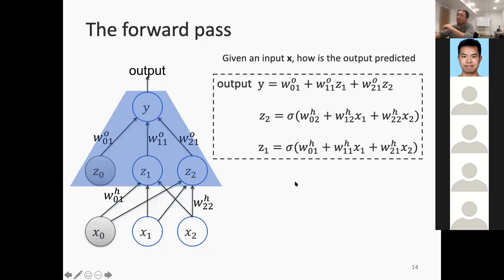Finally, because we have only 2 layers, we integrate all the neuron values in the hidden layer to compute the output neuron. The output neuron is computed by just a linear combination of the neurons in the hidden layer. W0O, which is on the edge connecting Z0 to the output. Again, Z0 is 1, so you don't need to write 1 explicitly here. Then W11O multiplied with Z1 and W21O multiplied with Z2, and add them together you get the output. Here we do not apply any nonlinear activation function.